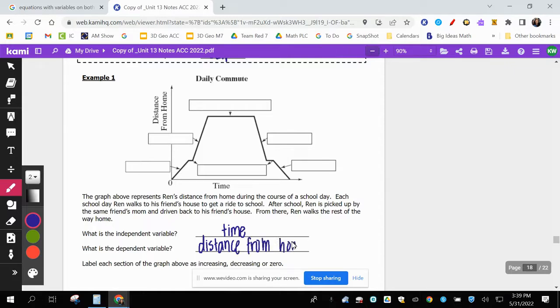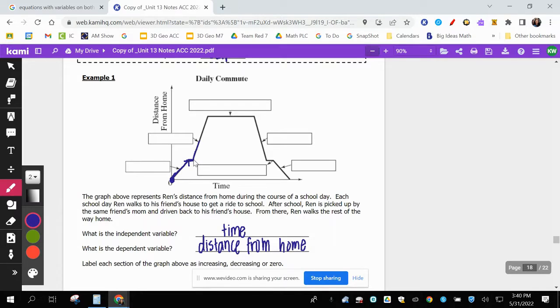So let's just look at this graph for a second and make sure it makes sense. So he starts with his distance from home at 0. That means he starts at home. And it says he walks to his friend's house to get a ride from school. When the slope is positive, the distance from home is increasing. So he's increasing his distance from home to get to his friend's house. When the slope is 0, he's staying the exact same distance from home. So maybe he's at his friend's house for a short period of time.